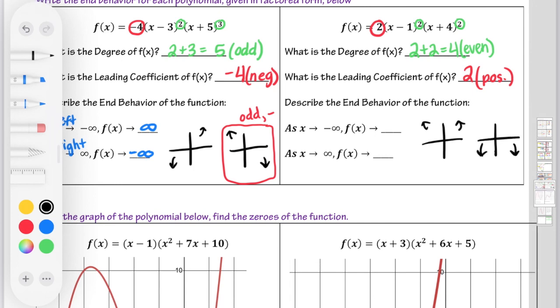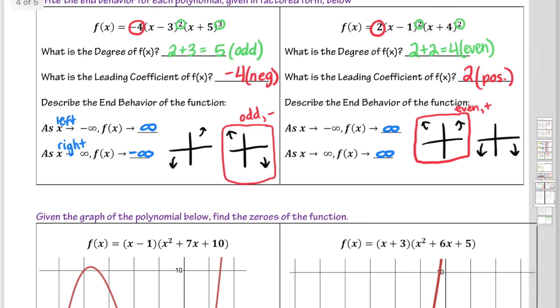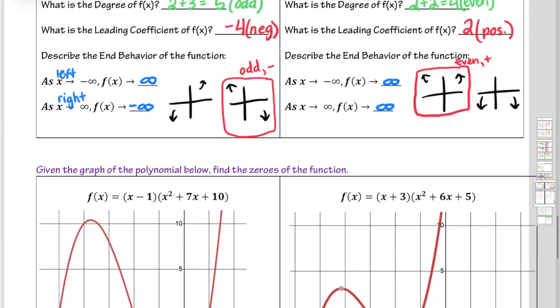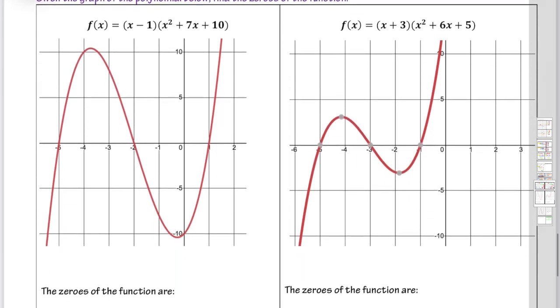So my odd ones are going opposite ways. Even's always going the same on both sides. Since it's positive, that means it's going up on both sides. So this is the end behavior I'm looking at: even, positive. And then I just need to write my statement accordingly. So since it's going up on both sides, f of x is going to positive infinity on both sides, on the left and the right side.